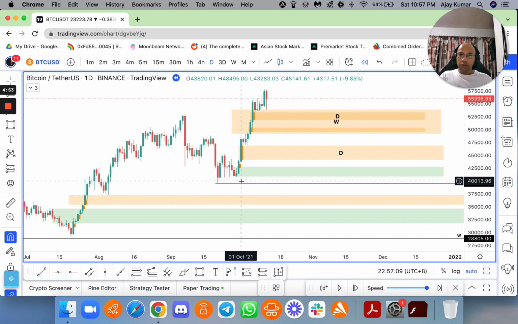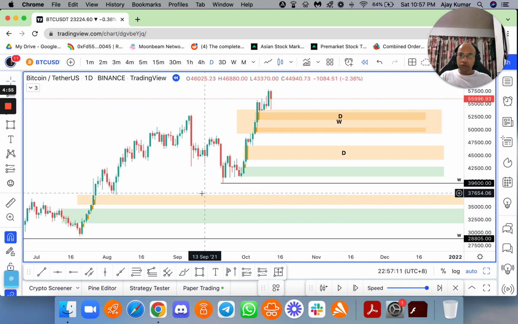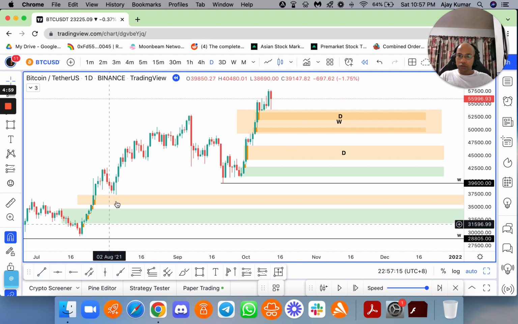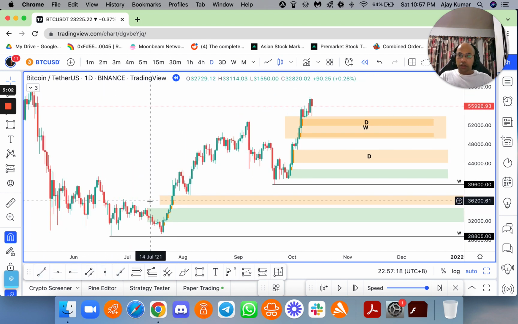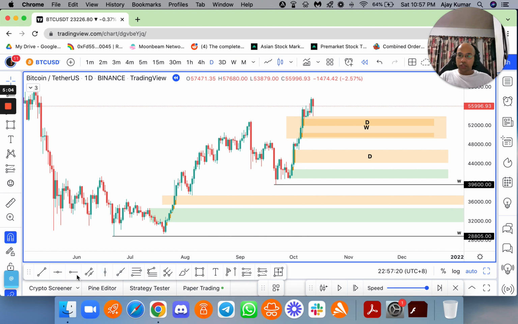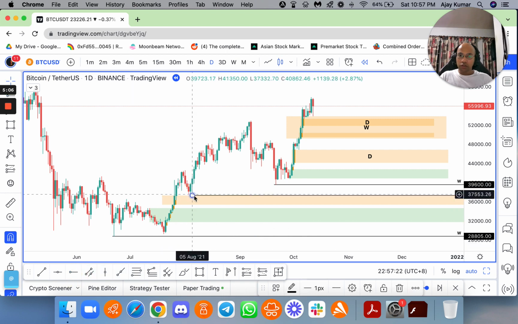Let's see any pivots. I don't see there's a pivot here. Yeah, there's a fair value gap right there. But okay, anyways, I would like to mark out this pivot here.